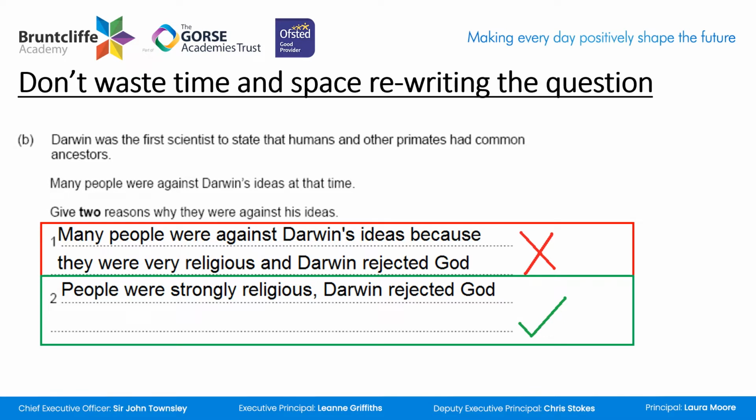So, for example, in the question given below, Darwin was the first scientist to state that humans and other primates had common ancestors. There is no need to start your answer with "many people were against Darwin's ideas." All you need to simply state is the reason they were against his ideas, as the question states. So in summary, when you're answering a question, do not repeat the question. You simply answer what you are given.